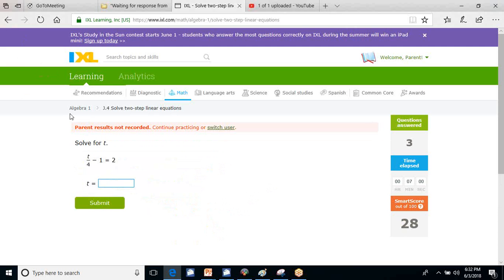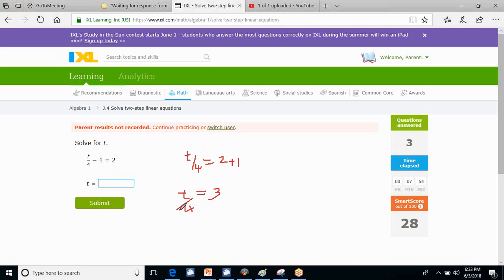All right, so we do one more and then we stop. All right, the same approach. So T over 4 minus 1 equal to 2. So we keep the letters on one side, the number on the other side. You're going to take this minus 1 to the right, so it becomes plus 1. So T over 4 is equal to 3. Right?